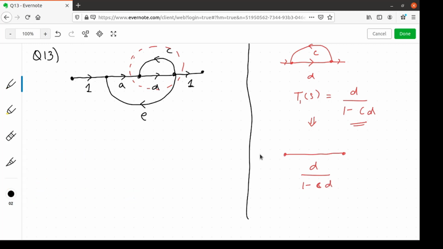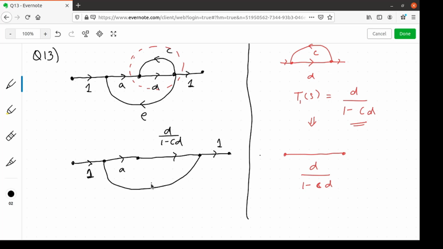Now let me substitute this back into the signal flow graph. So we'll get the signal flow graph as 1, A, D by 1 minus CD, finally 1, and the feedback path as E.